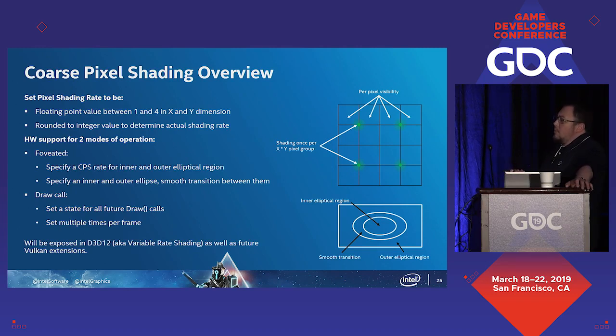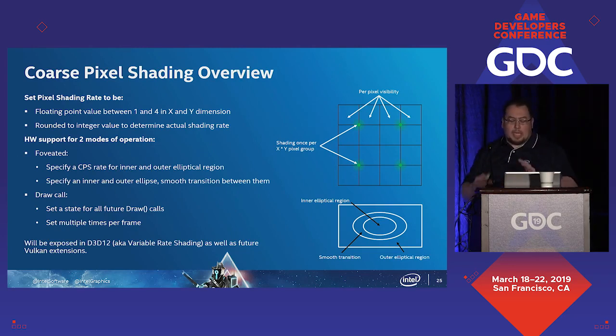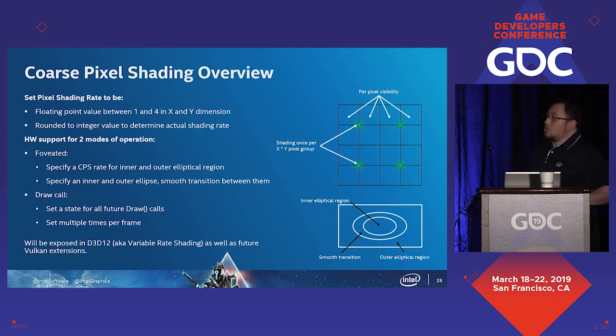The last point we want to make here is that our hardware goes beyond tier 1. We have this foveated mode as well. You can specify these elliptical regions, and the hardware will take care of picking the right coarse rate depending on where you are in those regions. If that is something you're interested in, let us know, because we're very interested in supporting extensions or whatever we need to enable users to take advantage of that.